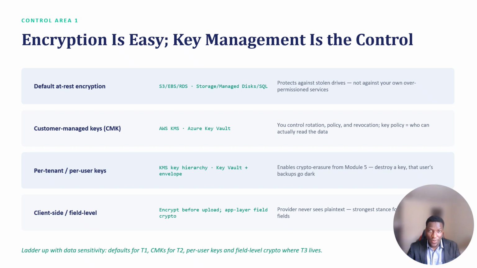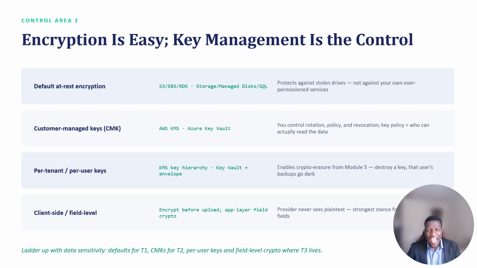Starting with encryption. Everything in the cloud can be encrypted with a checkbox, which is why encryption itself is table stakes and key management is the actual control. Now let's look at the concept of default at-rest encryption. This can be applied to S3 buckets, EBS, RDS on AWS, or storage, managed disks, or for example SQL servers in Azure. This is helpful to protect against stolen hardware, but of course not against your own overpermissioned services reading everything.